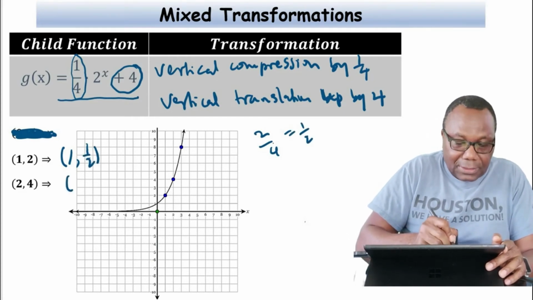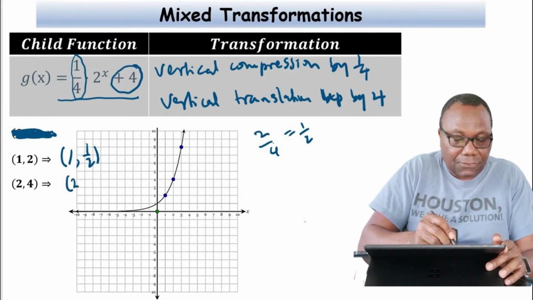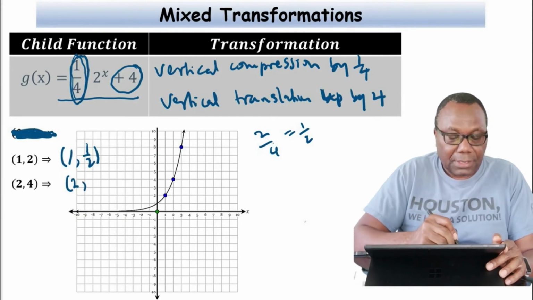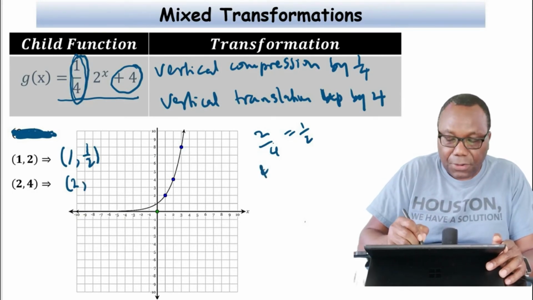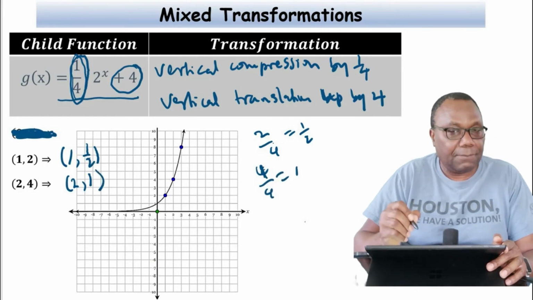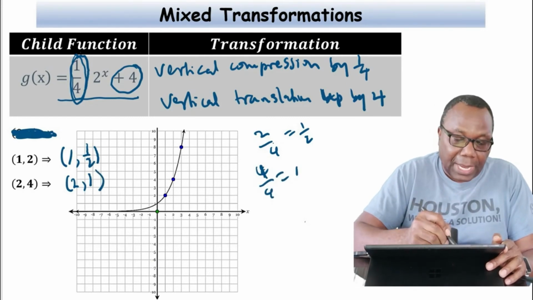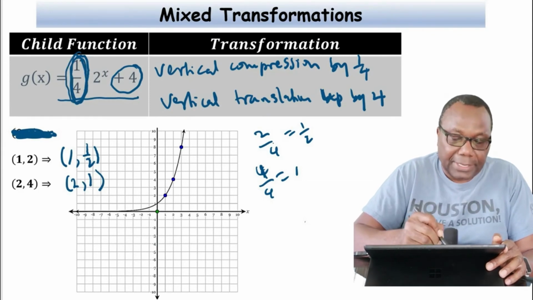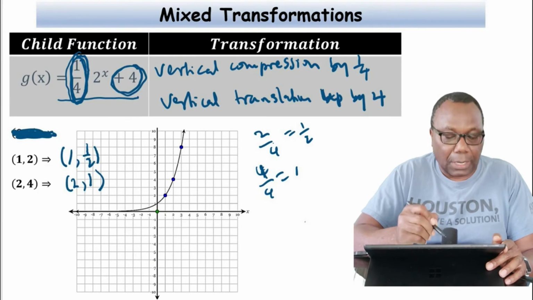The x is going to stay the same. First of all, I'm applying the compression. Now, the 4 is going to be divided by 4. 4 divided by 4 is 1. So the new y value here is 1. But we're not done. We've only applied that compression. We need to apply the vertical shift up.